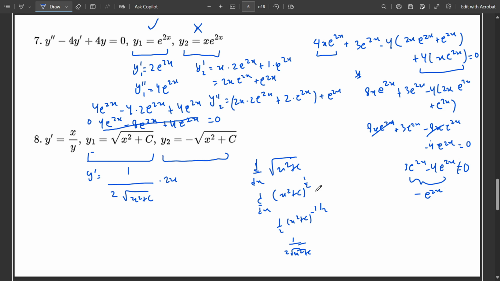If we take the derivative of the inside, 2x, from here we have 2x. So this one cancels out, leaving us with x over square root of x squared plus c. So we need to substitute this into the differential equation, where y prime is just this. That means we have x over square root of x squared plus an arbitrary constant. Does it equal x over y?